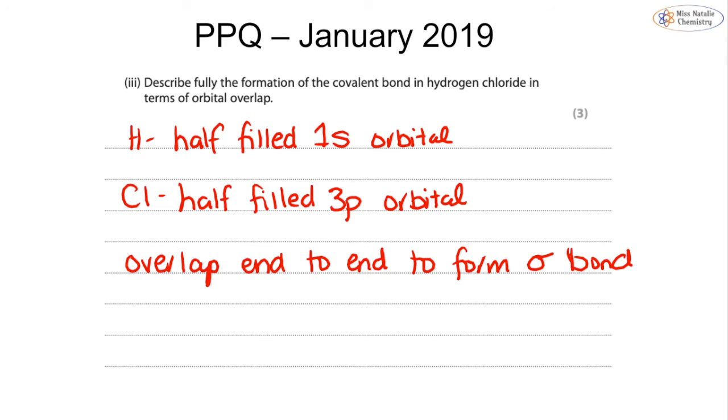And for a question like this, I would always recommend draw a diagram. You can easily pick up marks for a diagram. So we can have the s orbital overlapping with the p orbital, and there's our area of overlap. And that gives you your 3 marks. So you've got the half-filled 1s, the half-filled 3p overlapping to form a sigma bond.